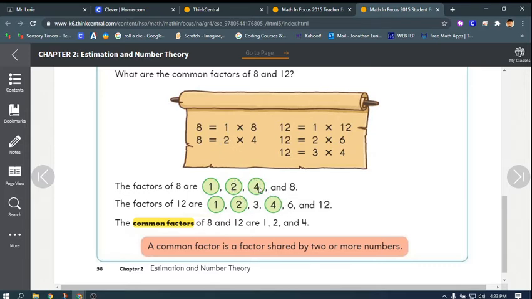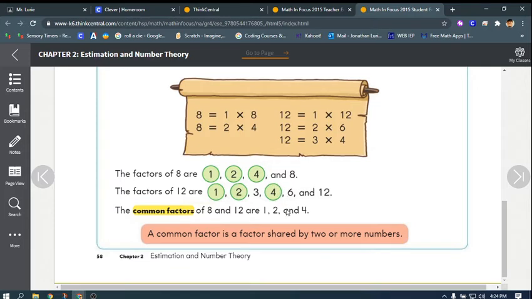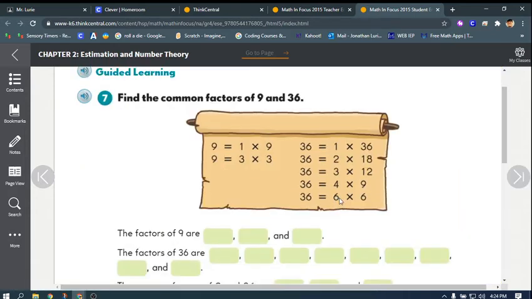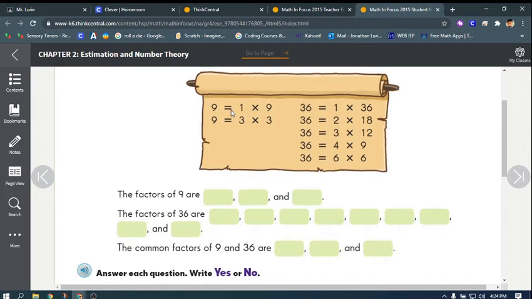But you know what? Out of all of these factors that they have that are common factors, 1, 2, and 4, what's the greatest of those 3 numbers? Yeah, it's 4, isn't it? That's the greatest common factor. That's going to come up pretty soon. Hey, look, it's number theory. All right. Find the common factors of 9 and 36. Oh, look, they gave us the factors.